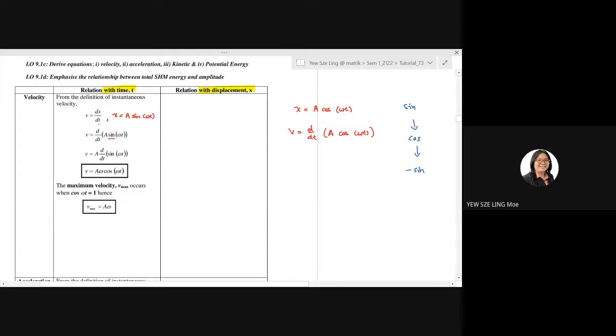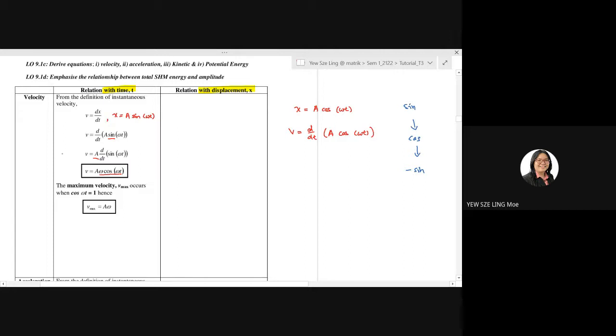So let us go back to the table. v equals d over dt of A sin omega t. You take A out because A has nothing to do with time, and you want to differentiate with respect to time. So v equals A d over dt of sin omega t. Differentiate sine, it gives you omega cos omega t. Therefore, v equals A omega cos omega t. At maximum value, we assume cos omega t equals 1. Therefore, v max equals A omega.